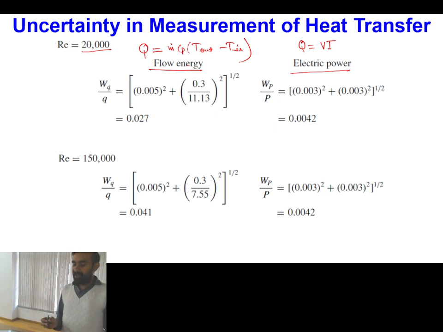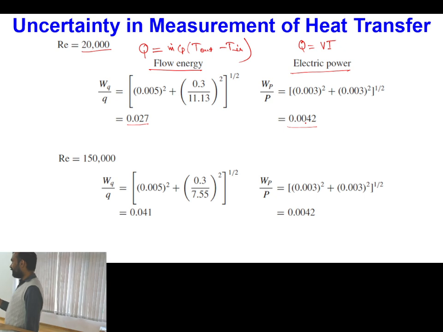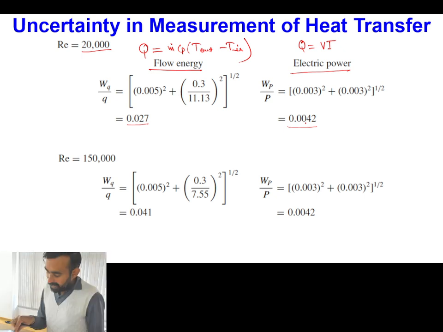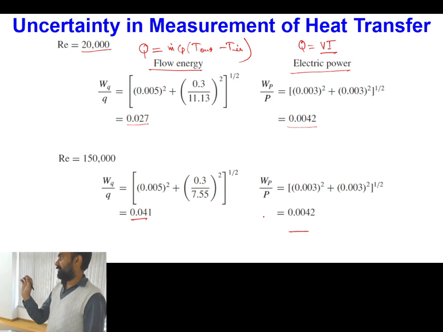If I calculate power using flow energy, then my uncertainty in measurement will be 0.027. If I measure power using the electric power formula, then uncertainty will be 0.004. So ultimately, the measurement using electric power, with voltage and current, is giving me the least uncertainty, so I can utilize this method. Similarly, you can see for 150,000 as well.